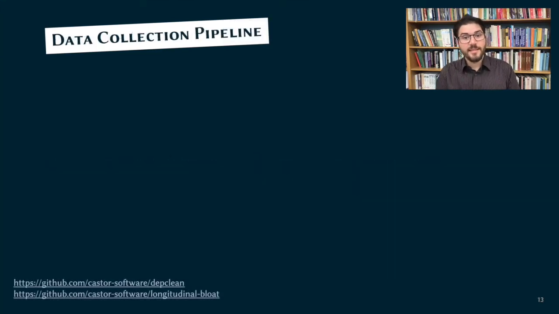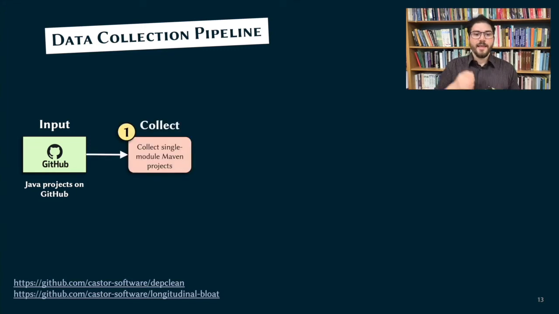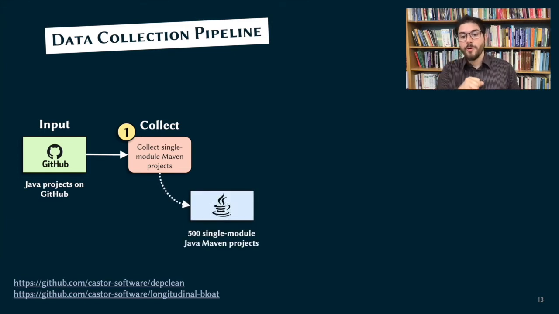The dataset used in our study consists of a collection of subsequent versions of Maven dependency trees. Our data collection pipeline starts from the list of Java projects extracted from GitHub. In the first step, we identify the Maven single module projects on GitHub. We then select 500 projects that have the most number of releases.